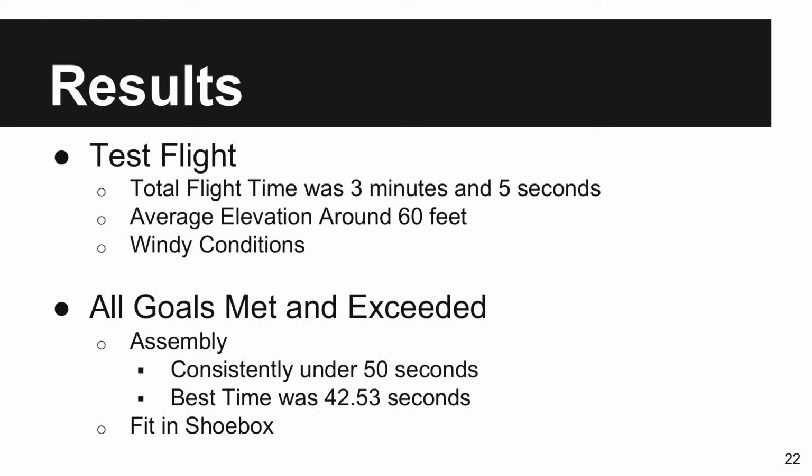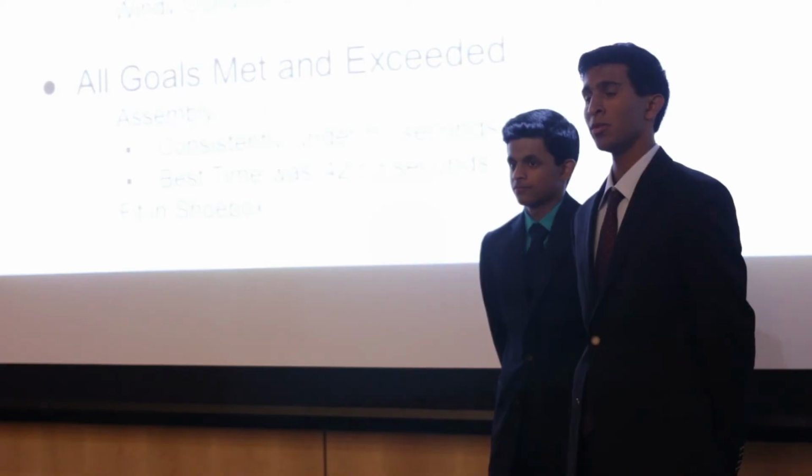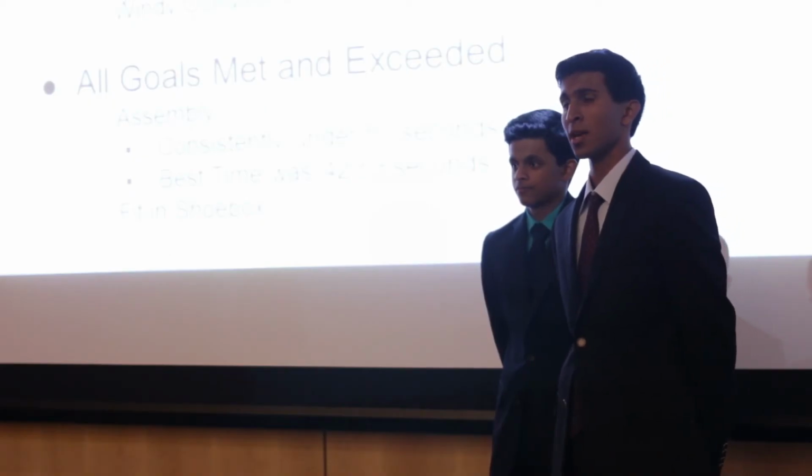Over a series of 3 test flights, we achieved a total flight time of 3 minutes and 5 seconds. Our average elevation was around 60 feet, and even during windy conditions, we were able to effectively maneuver the plane. We met and exceeded all our objectives. Our goal assembly time was 2 minutes, and we consistently assembled the plane in less than 50 seconds. Our best time before this was 42.53 seconds, as we said before, and also all the parts were able to comfortably fit within the shoebox. We even met our optional goals of a weight of 16 ounces and a maximized plane size of 42 inches.